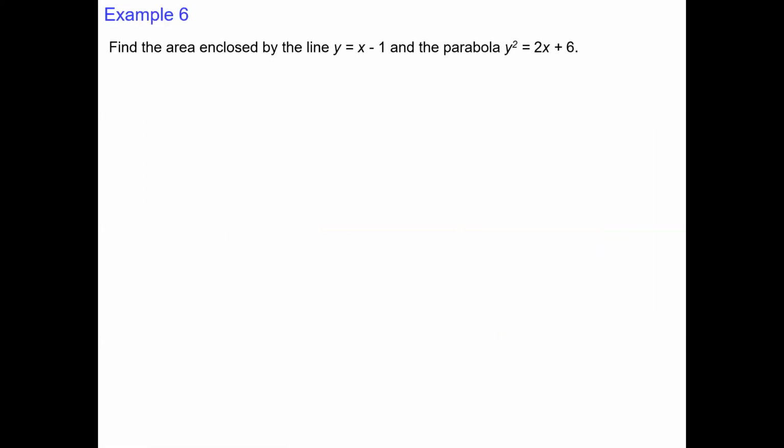Okay, let's look at this. Find the area enclosed by the line y equals x minus 1 and the parabola. And the parabola is a little bit sideways. It's not y equals x squared, it's actually x equals y squared at some point, if we solve for x: y squared equals 2x plus 6.